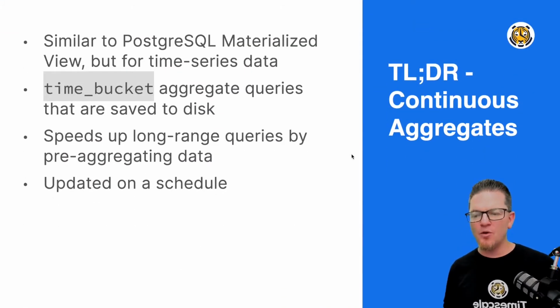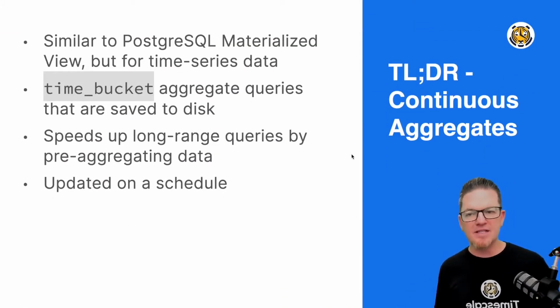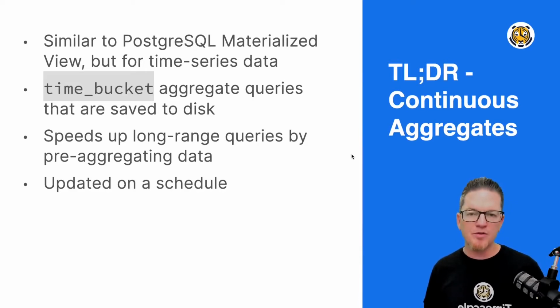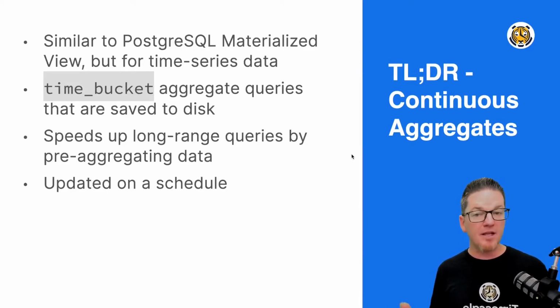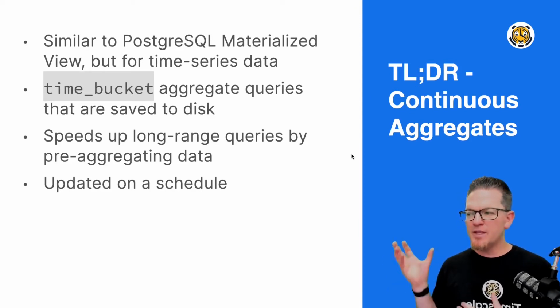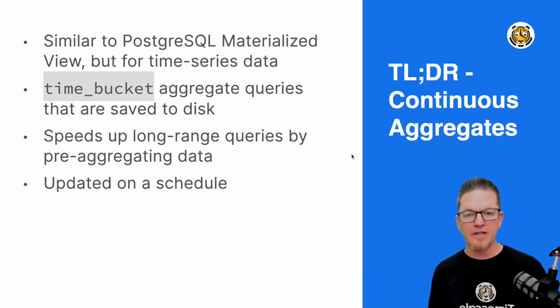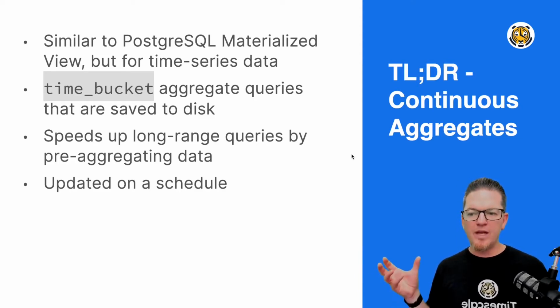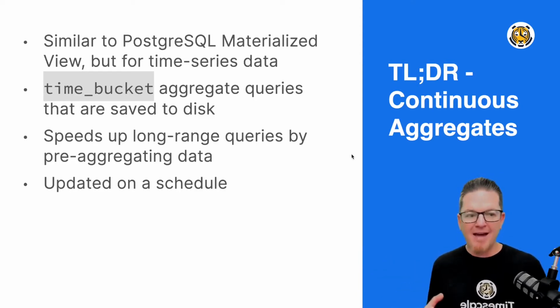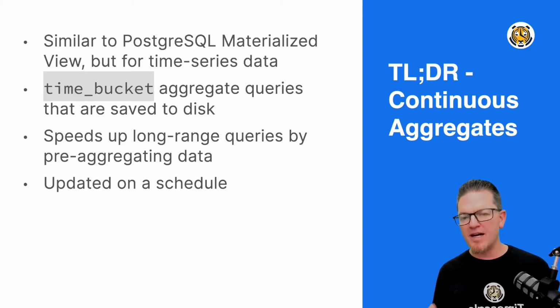And so with TimescaleDB, we allow you to take that query and save it to disk. Now, it's very similar to a Postgres Materialized View, and that's something a lot of people compare it to, and I want to show you how they're similar and how they're different. So we allow you to take that time bucket aggregated query and save it to disk. And then the value of that is you now have that raw data materialized, that aggregated data, and it speeds up your long-range queries significantly. Now you don't have to look at the raw data every time. And one of the other great benefits we provide is that we can update the values of this on a schedule.